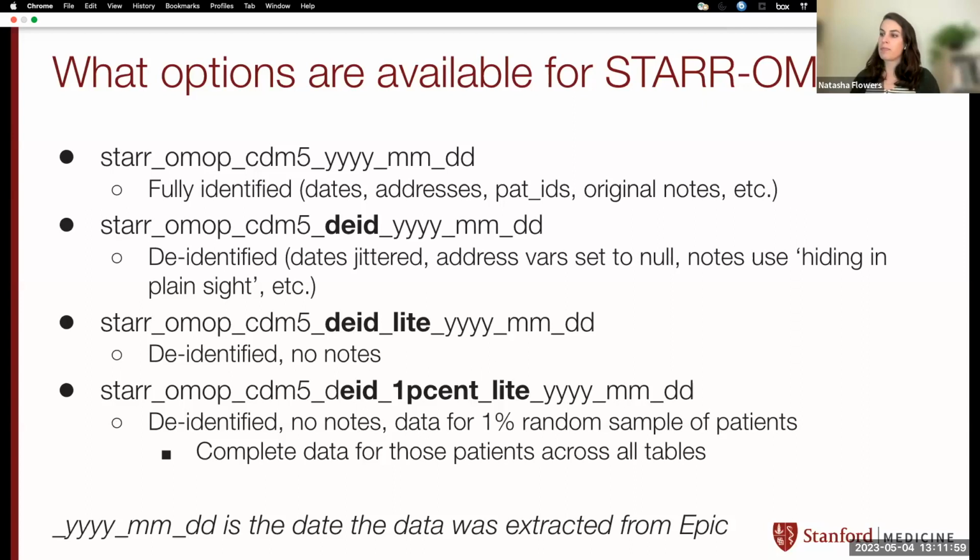Then we have the DID 1% Lite, which is a 1% random sample of all of the patients that are in the full OMOP. And then it is complete data for each of those patients. So it's not a 1% random sample of each table independently. It's a 1% random sample of patients, complete information for those patients. So if you are testing your queries or developing your queries or otherwise doing something that doesn't require you to have all of the data, we recommend working with the 1% data set because that's going to be much more efficient, both in terms of your time and in terms of the cost of running these queries.